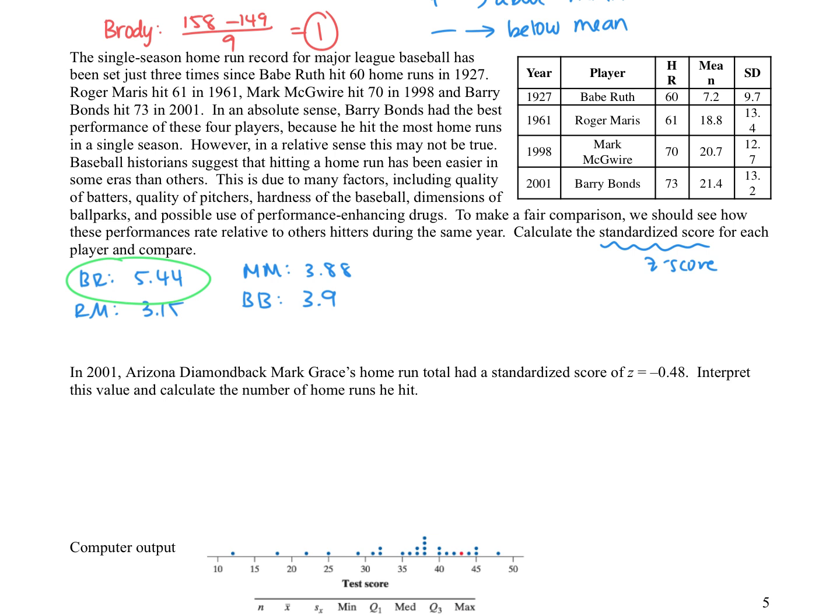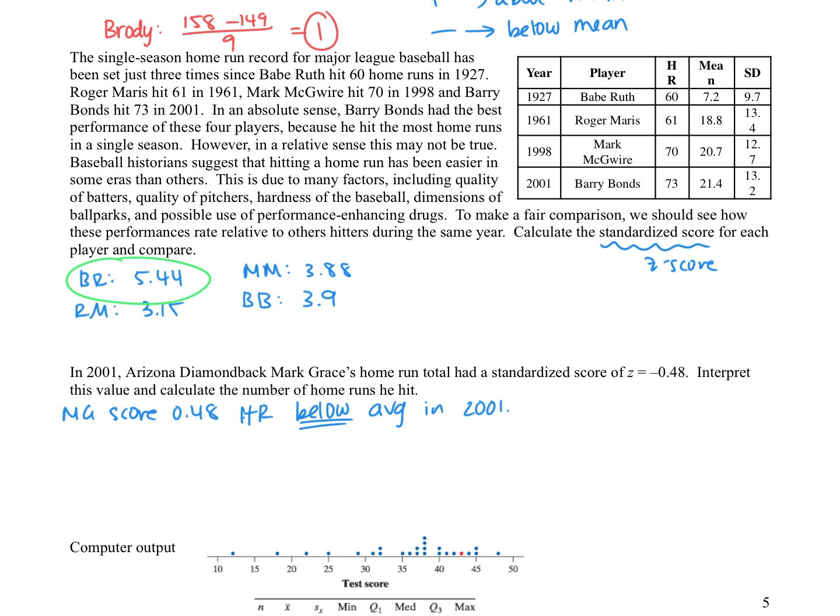Second one, asking us to interpret. I would say something like Mark Grace scored 0.48 home runs below the average in 2001. It is very important that you interpret 0.48 as below the average. I don't want you to say negative 0.48 away from the average. That doesn't make sense.